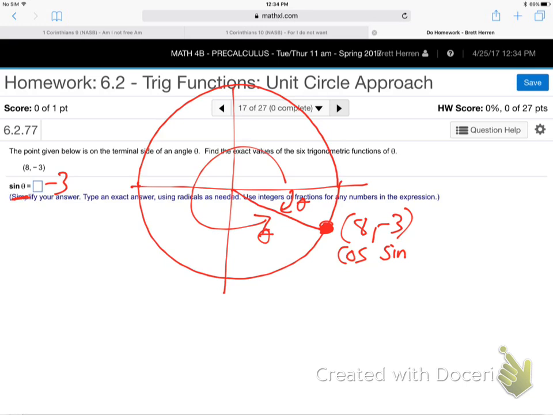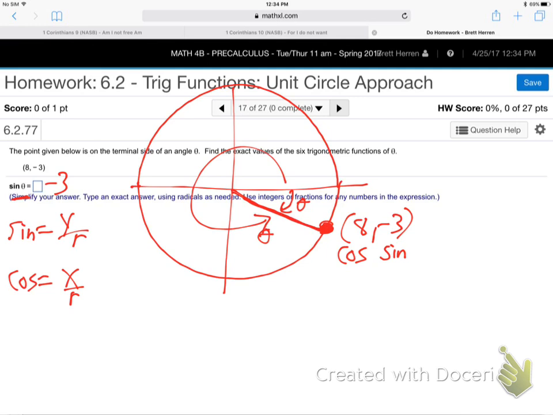This is not a unit circle. What does unit mean again? 1. This is not a radius 1 circle. So when I tell you that sine is always the y-coordinate and cosine is always the x-coordinate, I mean on the unit circle. If the radius, this r distance, is not 1, then you've got to divide by r. That's the real definition. The real definition for sine is y over r.